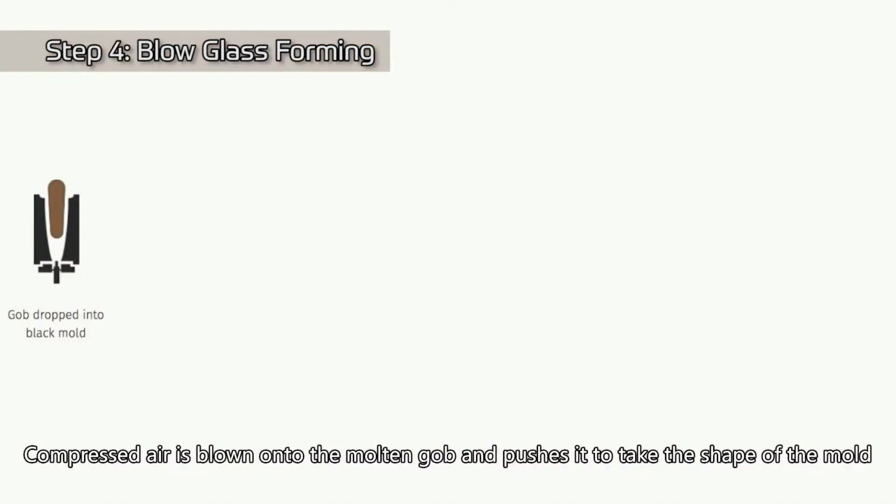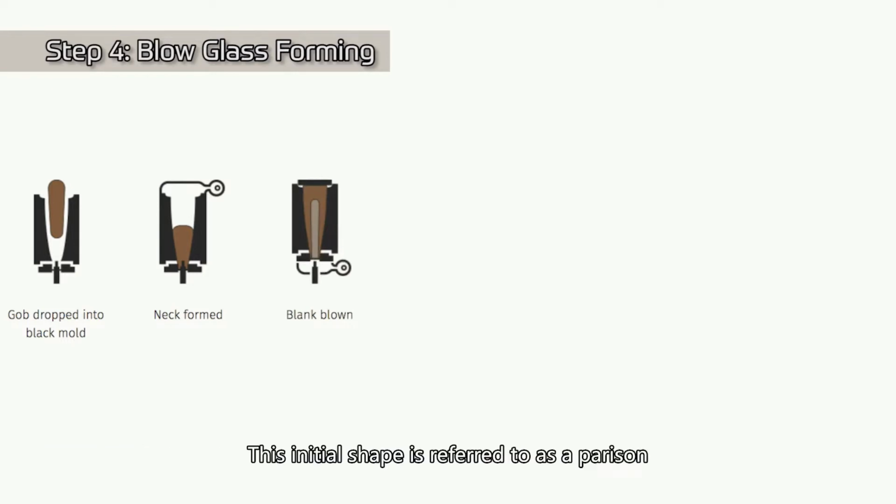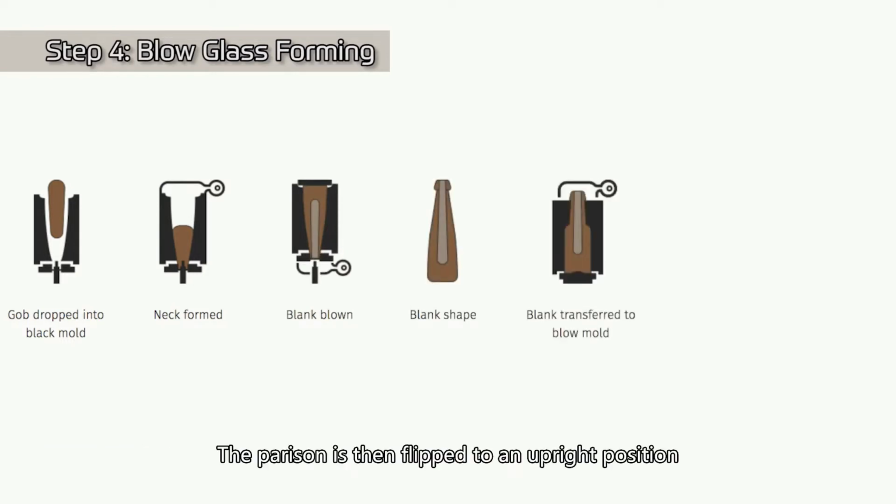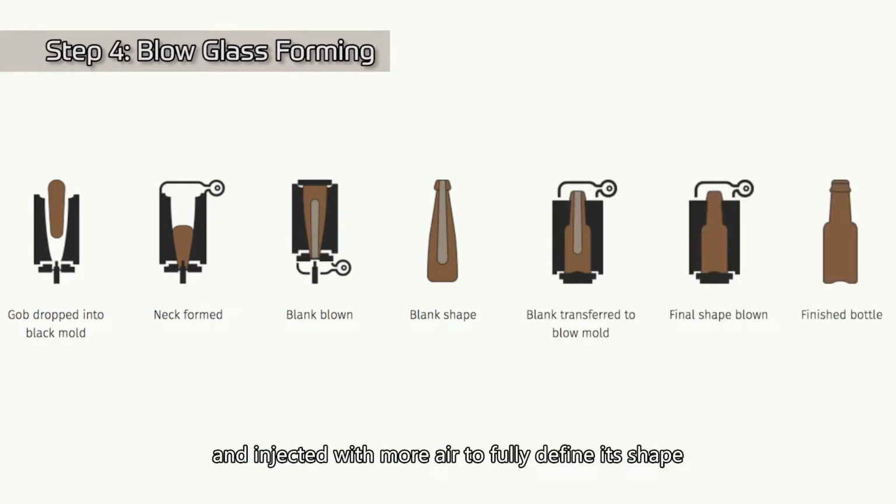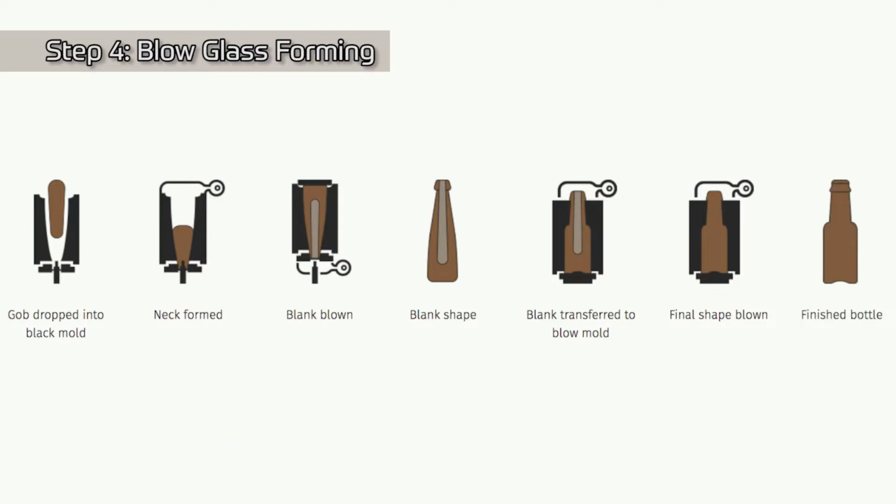Compressed air is blown onto the molten GOB and pushes it to take the shape of the mold. This initial shape is referred to as a parison. The parison is then flipped to an upright position and injected with more air to fully define its shape.